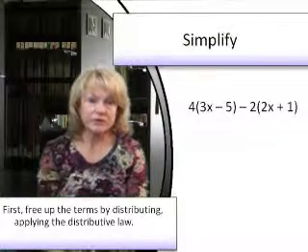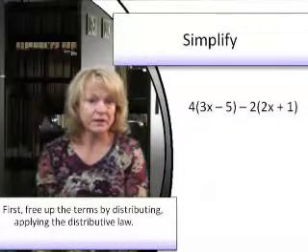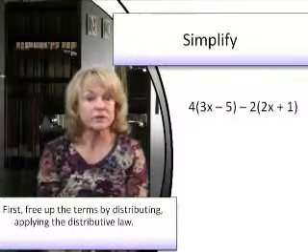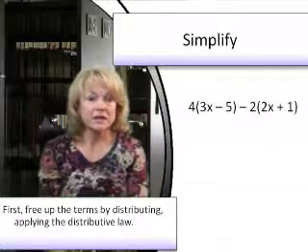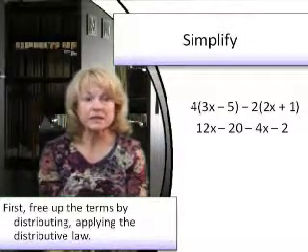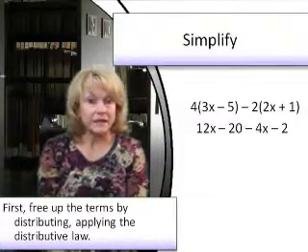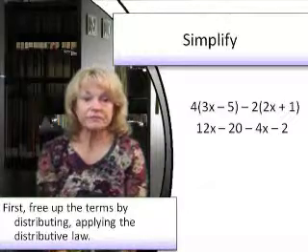But first we need to distribute. Distribute the 4 to the terms of the first parentheses and the -2 to both terms of the second. Careful on the sign of the very last term. A common mistake is to not multiply both terms by the -2. Now we can combine like terms.